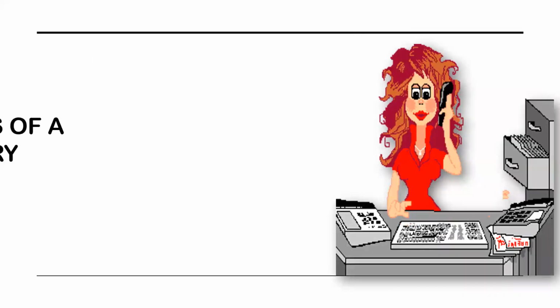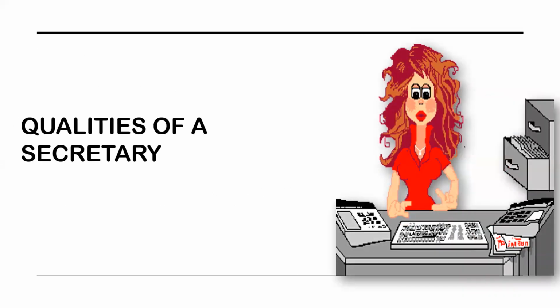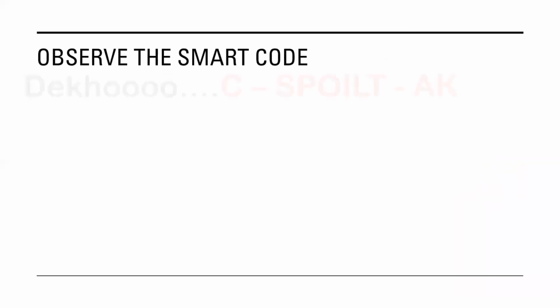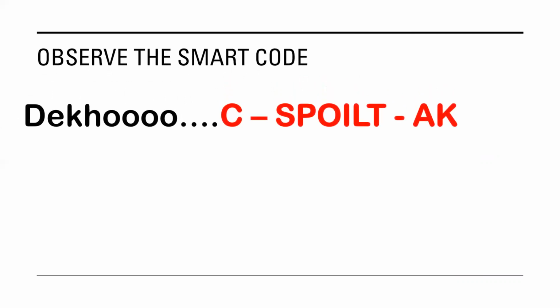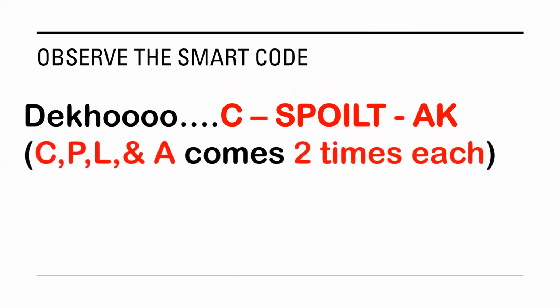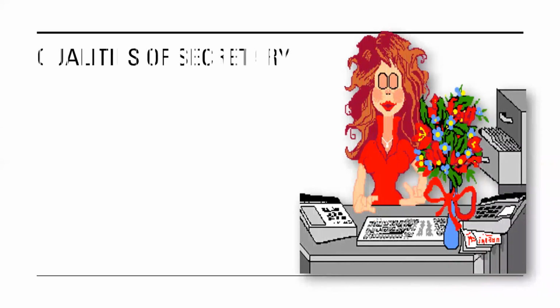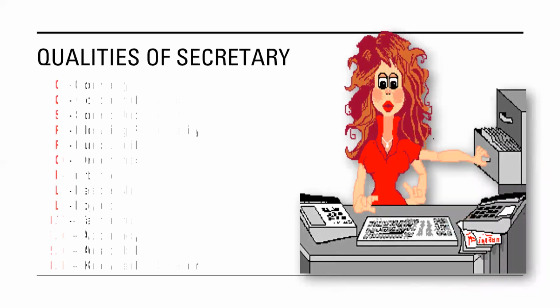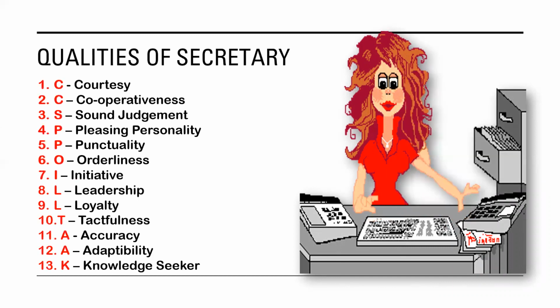Moving forward, the next topic which we covered yesterday was qualities of a secretary. The smart code which I had given you all was Dekho, C spoiled AK, where C, P, L and A come 2 times. So let's see quickly what were the qualities. In your textbook, there are total 13 qualities given. You can study any 8.